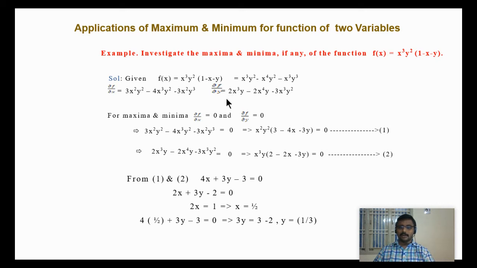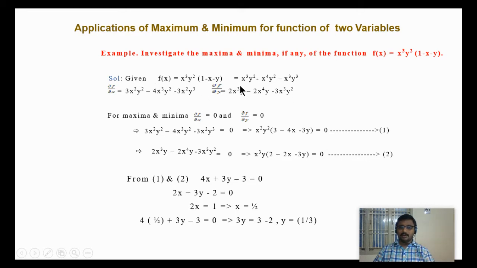Like this, we have to compute dou f by dou y also, which is obtained by differentiating f partially with respect to y, keeping x as constant. So x cube is constant, y square derivative is 2y, that is 2x cube y. Here minus x power 4 is constant, y square derivative 2y, that is minus 2x power 4 y. For the last term, minus x cube is constant, y cube derivative is 3y square, so we will have negative 3x cube y square. Thus, we have obtained dou f by dou x and dou f by dou y.